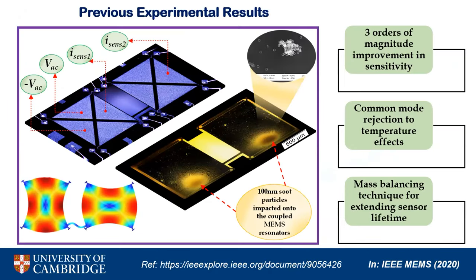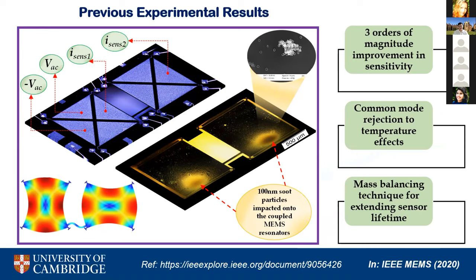Now the experiment. With this previous design of MEMS resonators, diesel soot particles were generated in the lab environment and were deposited onto the two resonators for about 40 minutes. 40 minutes on the first resonator and 40 minutes on the second resonator. This is to verify the sensitivity as well as the mass balancing capability.